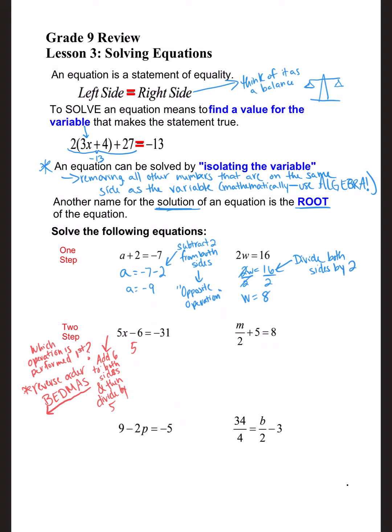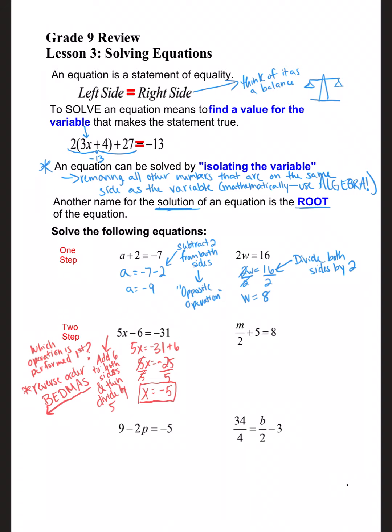Okay, so my 5x is staying on the left for now. I'm going to add 6 to my negative 6, so those are going to drop away. And then I'm going to make sure I add 6 to the other side of the equation. So we'll have 5x equals negative 25. Then we'll divide both sides by that 5 to clear that 5 out of the left side. So those 5's will cancel out on the left, and we'll be left with x equals negative 25 divided by 5, which is negative 5.